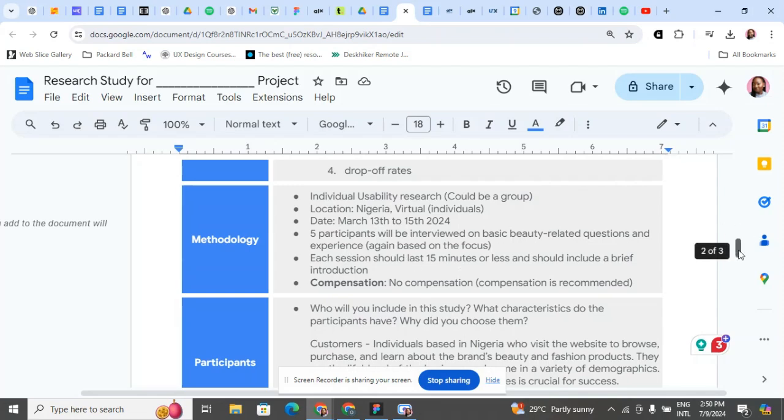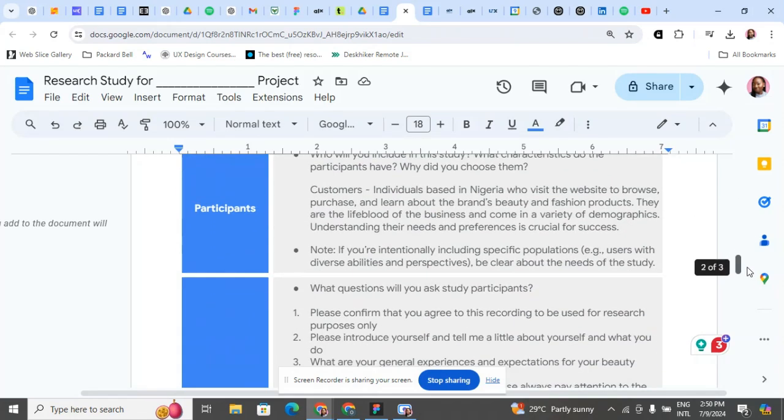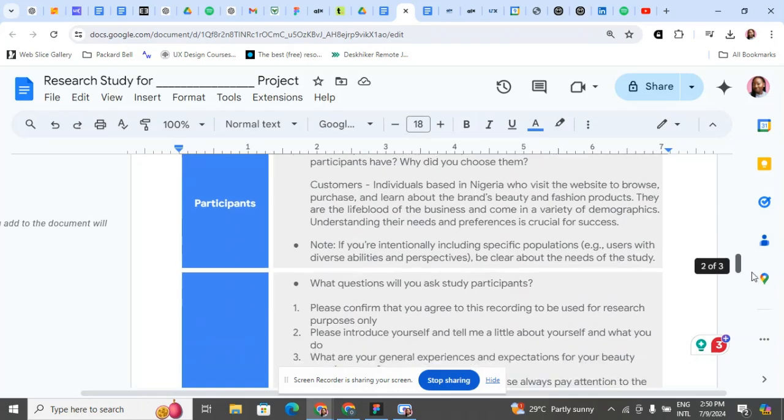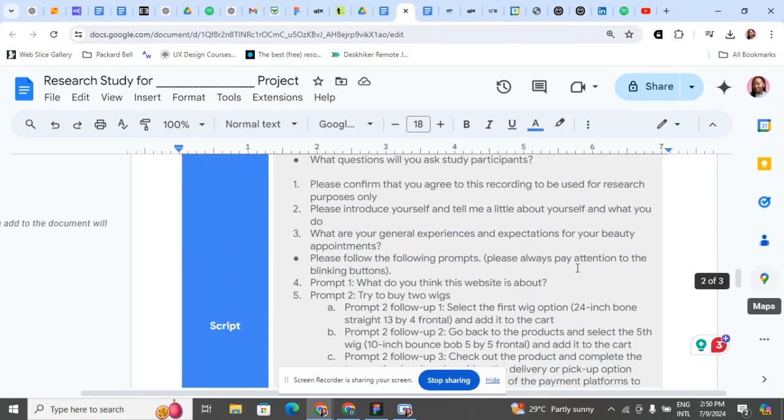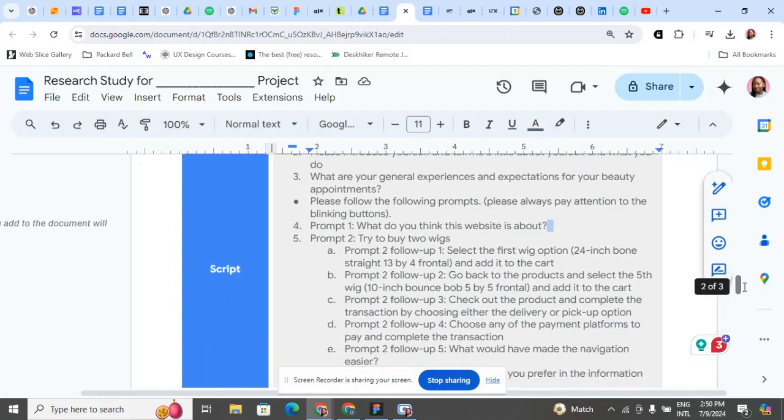So now let's go to the scripts. Here we're talking about recording, which is what we carried out this time. The participants have to acknowledge that they are willing to be recorded and that their recordings can be used for research purposes. And here we use prompts. So what do you think about this website? We then tell the participants to try a product, a wig, like we're trying to sell now, because it's what the brand is offering.